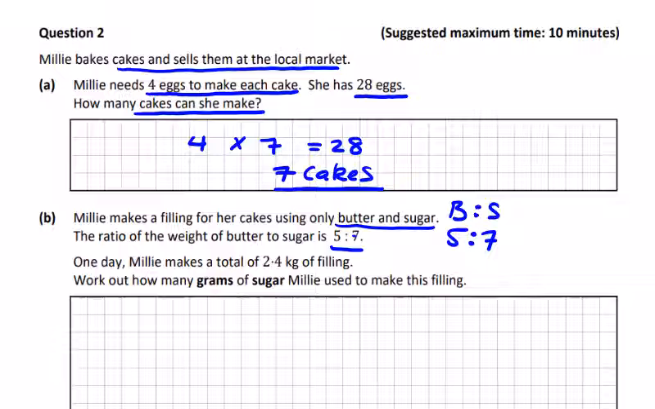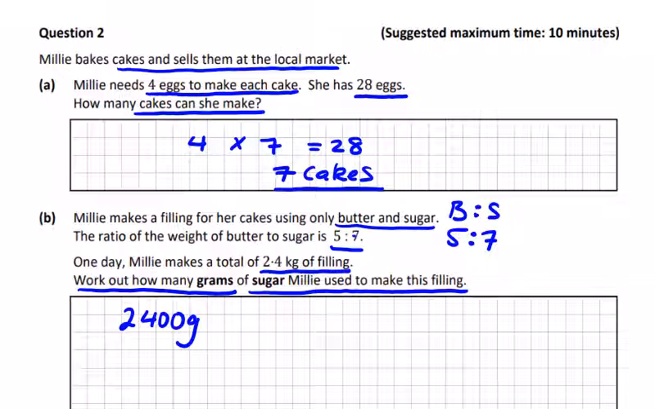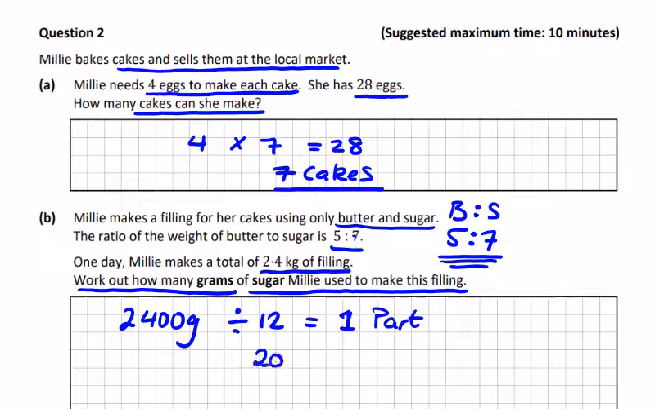One day Millie makes a total of 2.4 kilos of filling. 2,400 grams, that might help. Work out how many grams of sugar Millie used to make this filling. Well, we can see here there's 12 parts to every mix. So 2,400 divided by 12 will give us 1 part, which is always what we want in ratio. So 1 part here will be 200 grams.